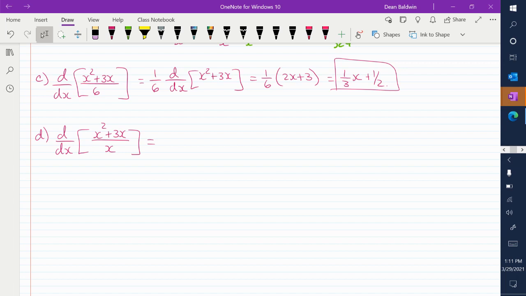You can't pull a variable out. You can only pull constants out. But what you can do, if you have a single denominator like this, is rewrite it. Is that the same thing? Okay, simplify that. X squared over x is just x. 3x over x is just 3. So really, that's the derivative you're doing.